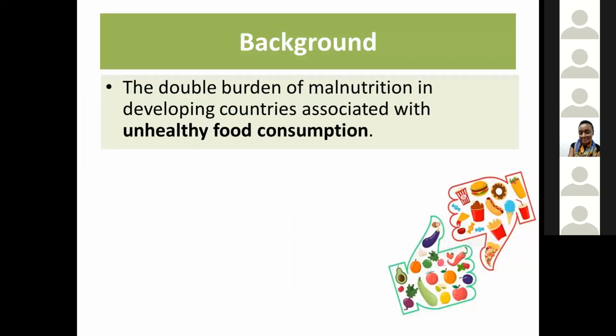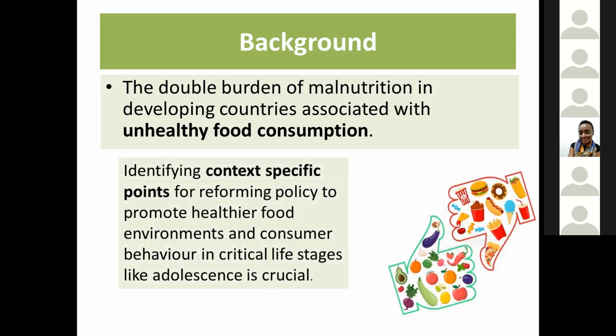So in terms of a background, the double burden of malnutrition in developing countries is being associated with unhealthy food consumption. And this has been highlighted in the presentations that we've been having today. Because of this particular scenario where unhealthy foods are contributing to ill health outcomes, it is important for us to begin identifying context-specific points for reforming policies to ensure that the nutrition policy is promoting healthier food environments and consumer behaviors in critical life stages, such as adolescence.